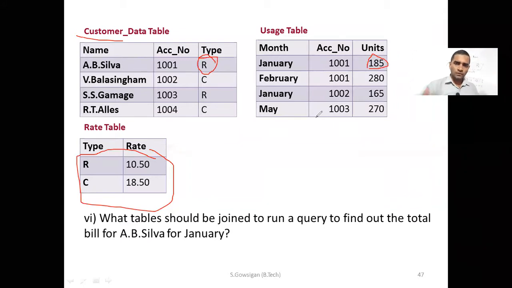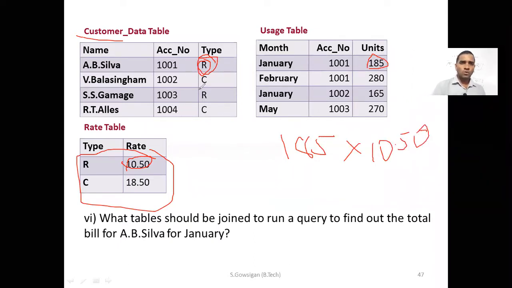If I give these three tables to you manually and ask you to find the electricity bill, first of all, you have to take the usage table, then you refer to the rate table. There you have a confusion, so you go to the customer data table and find the type is R. Now you come back to the rate table again and realize that it is 10.50. You immediately write 185 into 10.5, then you calculate the bill. So definitely all these three tables are joined.